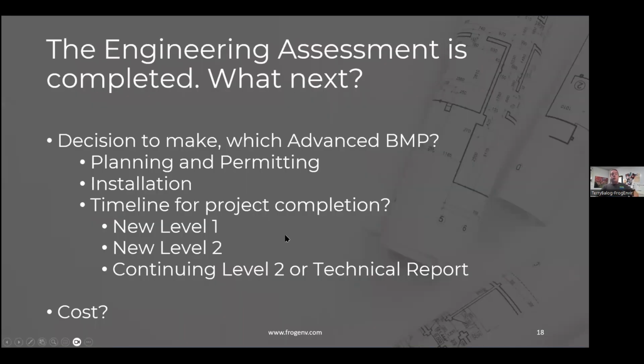So we've completed the engineering assessment. We've calculated your volumes. We've visited your site. We've made some recommendations. You're still taking samples. You're still having exceedances. Well, what next? Now is the time for the decision making.